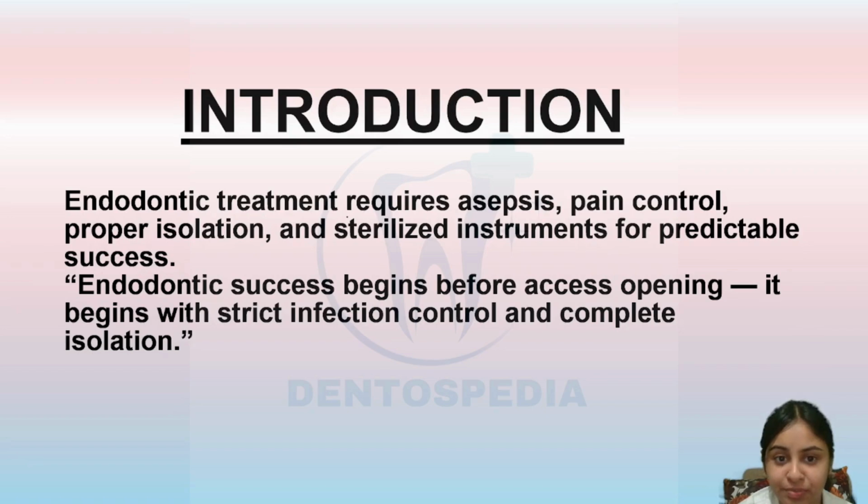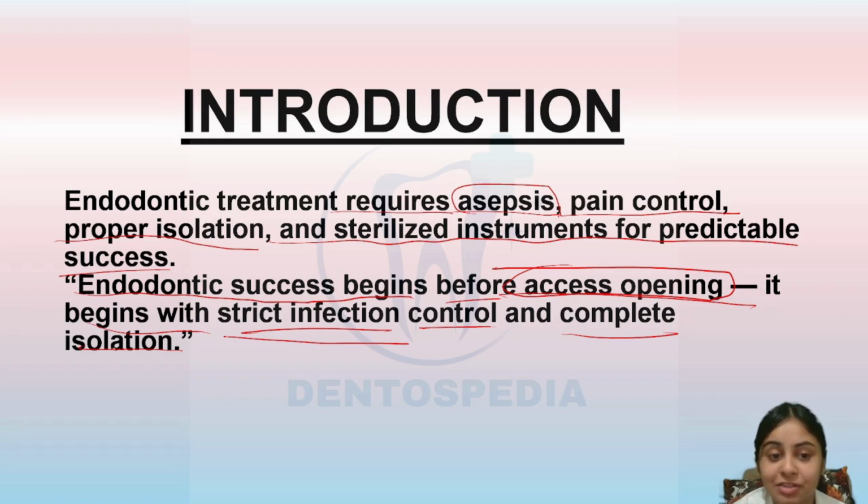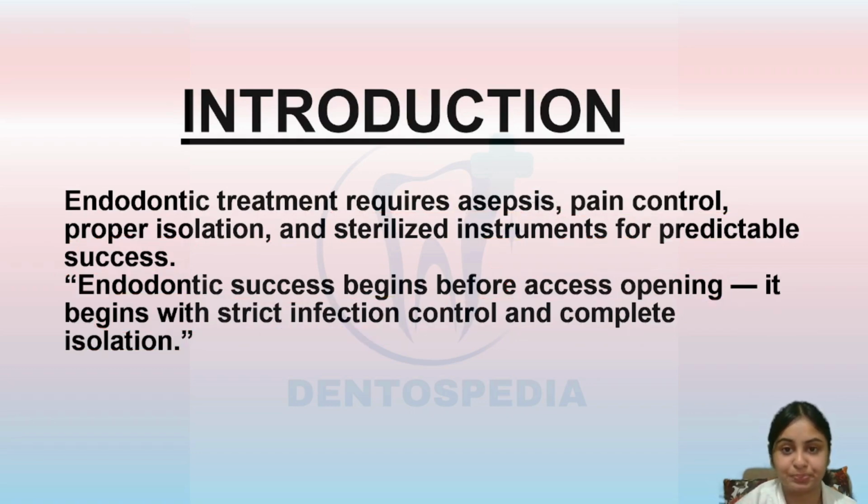Endodontic treatment requires asepsis, that is good infection control, pain control, proper isolation, and sterilized instruments for predictable success. Endodontic success begins before the access opening. It begins with strict infection control and complete isolation. That means before you start any endodontic treatment or any root canal treatment, endodontic success first begins from strict infection control and then complete isolation.